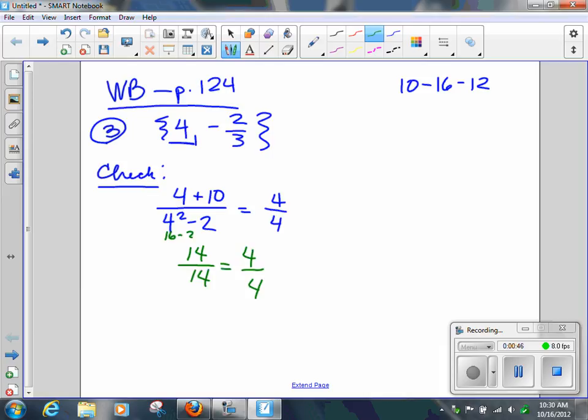What's 14 divided by 14? 1. Is 1 equal to 1? Yes. Okay? That's probably not the one I should have checked. Negative 2/3. Don't flip out.